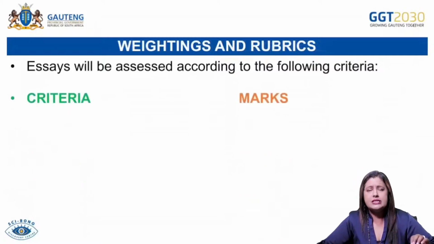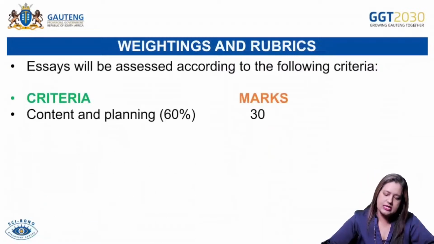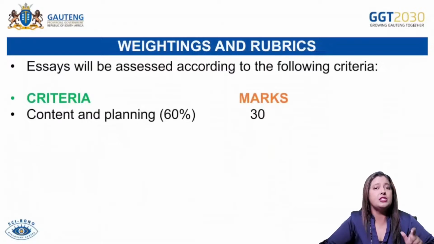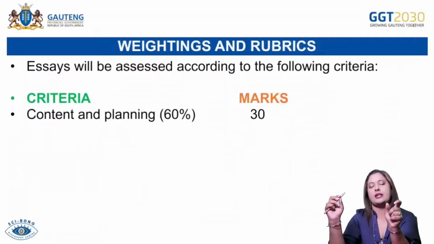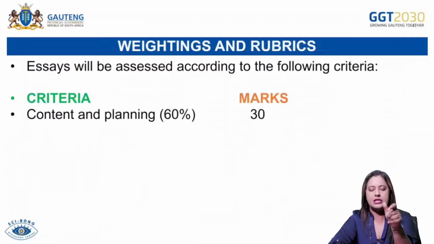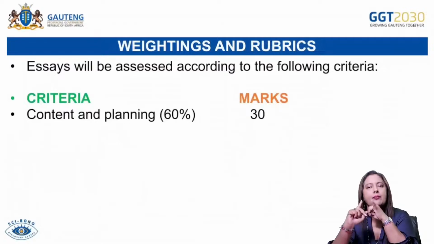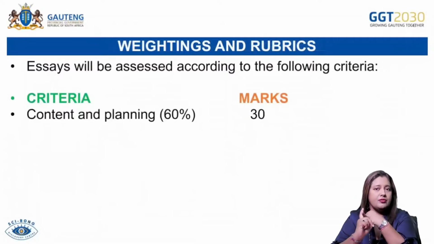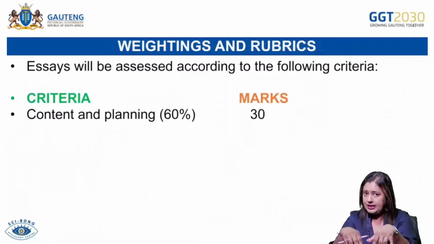50. So essentially, the criteria for the first part is content and planning, which has a percentage of 60%. So in other words, 60% out of 100%. 60% now is dealing with your ability as a learner to plan content and make sure it makes sense. All right. And that mark is then 30 marks out of the 50 marks. So once you've mastered that, you can already see that it's not difficult to pass the essay.